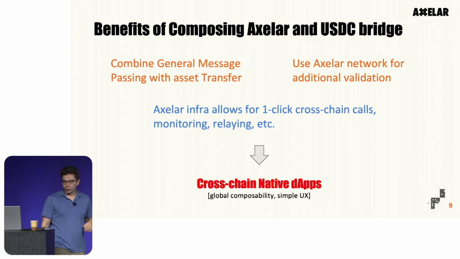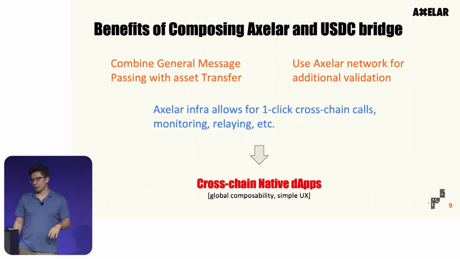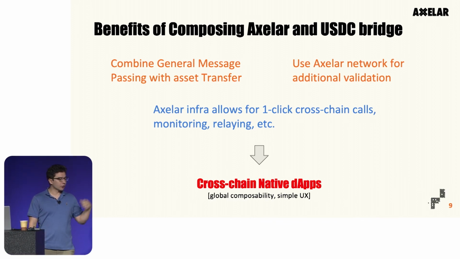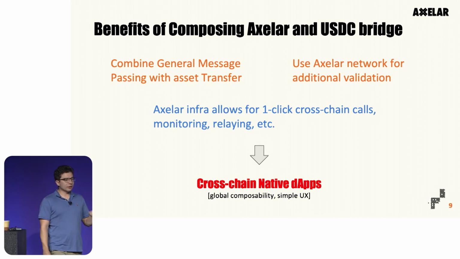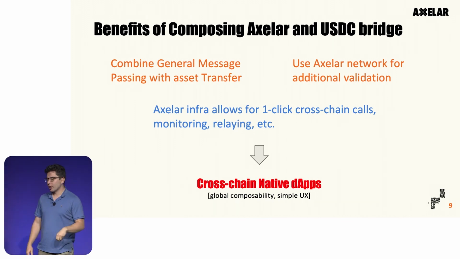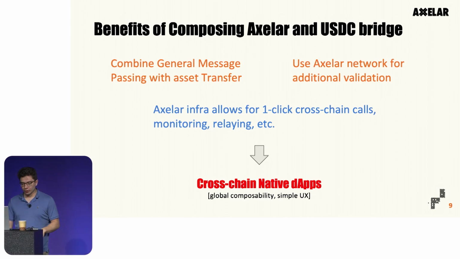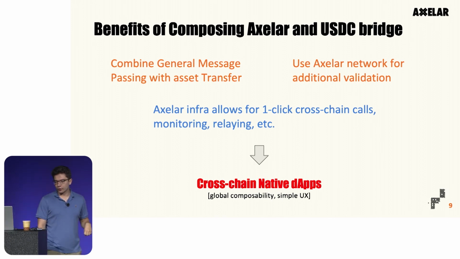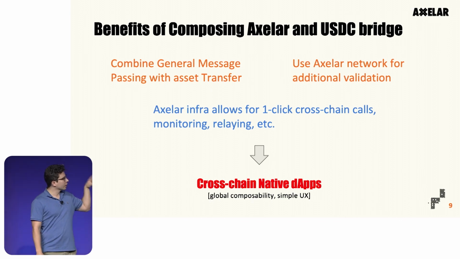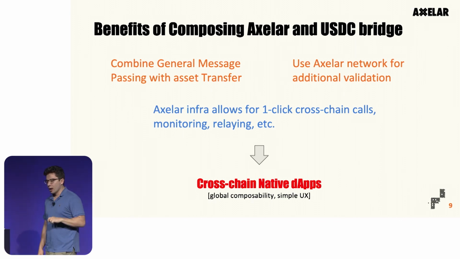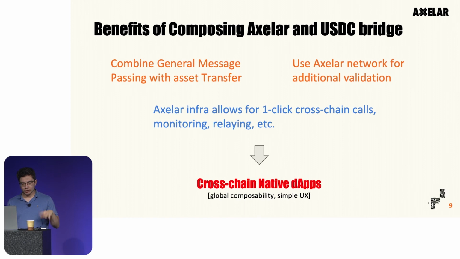You can use Axelar Network for additional validation, right? So when a message has arrived at the destination chain, what are the safety checks that I want to perform to make sure that I should actually execute it as an application? And you can encode this additional safety layer, what we call. And finally, you can use the Axelar infrastructure for these simple one-click cross-chain experiences, right? So monitoring, relaying, gas payments, all of that, you can rely on the existing Axelar infrastructure. And the result are these cross-chain native dApps with global composability and very simple UX.